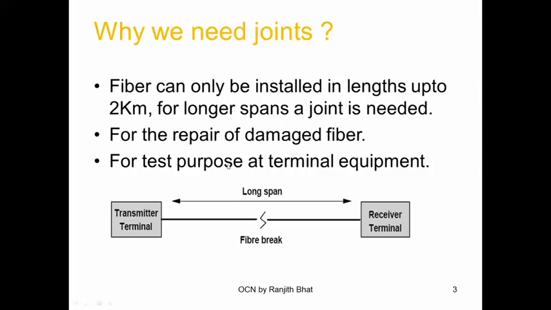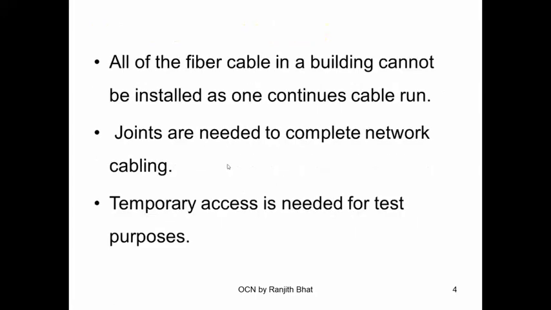Maybe for repeaters or amplifiers we can use that particular joint. In one go it cannot be installed, and all the fiber in the building cannot be installed as one continuous cable. So in order to accomplish an intermittent joining, we need joints there. Joints are needed to complete the network cabling, and temporary access and tapping are also of prime importance.